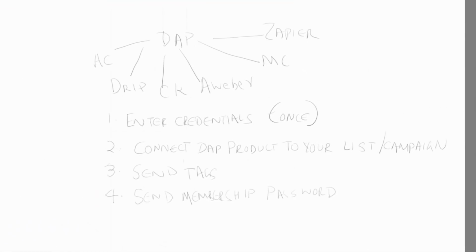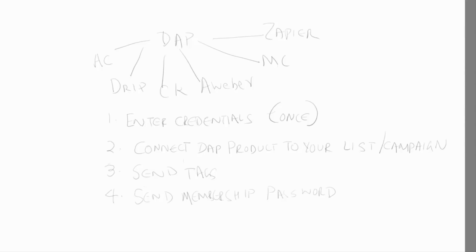So first, a quick overview of how the automation engine works. The automation engine will allow you to connect DAP to external platforms like ActiveCampaign, DRIP, ConvertKit, Aweber, MailChimp, and also Zapier. In future, we'll be adding more systems. Now that we have built a framework, it's easy to add more systems to this automation engine framework. And the way it works is, the first thing you have to do is enter your credentials. So say that you want to connect DAP with ActiveCampaign. You will have to first enter your ActiveCampaign credentials, your API key and API URL that you can get from your ActiveCampaign account. So this is something you just have to do once.